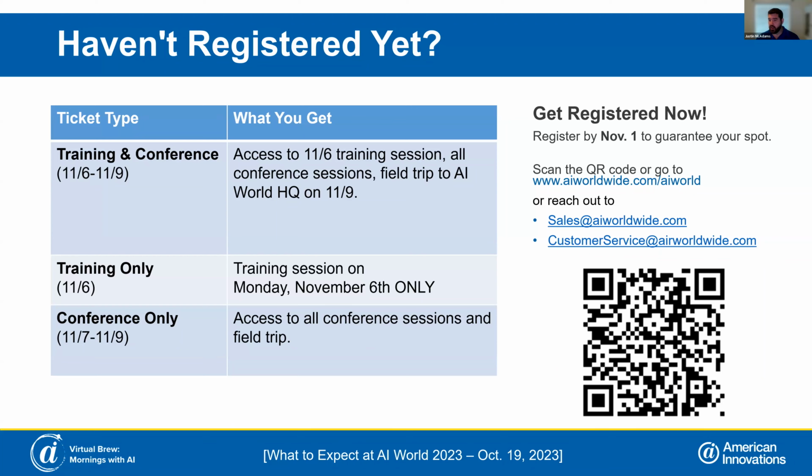Or if you just want to be in the conference and let's say Monday you're stuck doing work and admin, but you can get out for Tuesday, Wednesday, then obviously we want to make that option available. There's a lot of ways to get involved and to get more transparency on our schedule and everything we have planned. So we have a QR code here if you want to scan that. You can also reach out to sales@aiworldwide.com or customerservice@aiworldwide.com, your sales rep, a lot of different pathways to get socialized on everything that we have planned for you.